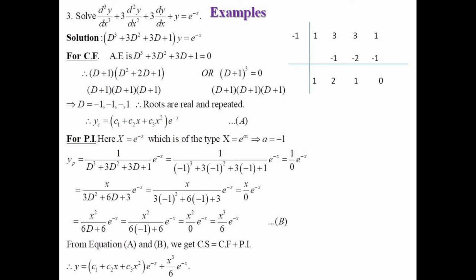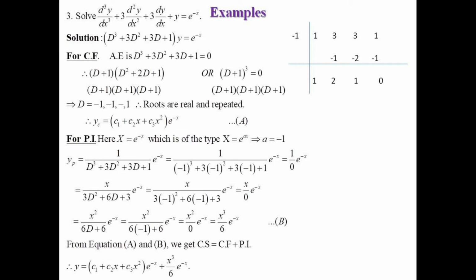So when we get the remainder as 0, that means d is equal to minus 1 is the factor of the given cubic equation. Now let's simplify this equation once again. So we get the factor as d plus 1 into d square plus 2d plus 1. Then if we once again factorize this term according to the quadratic form, we get d plus 1 and d plus 1. That means this factor is repeated thrice. So we get the roots of this equation as minus 1, minus 1 and minus 1.